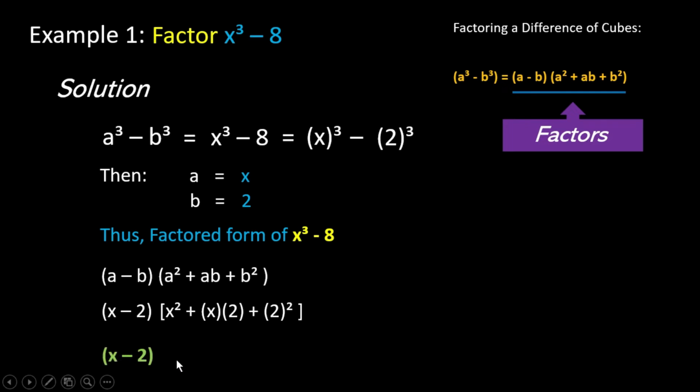Then, simplify, we have x minus 2. So, we have x squared plus 2x. Di ba? Then, 2 squared is equals to 4. Therefore, the factors of x cubed minus 8 is x minus 2 times x squared plus 2x plus 4.